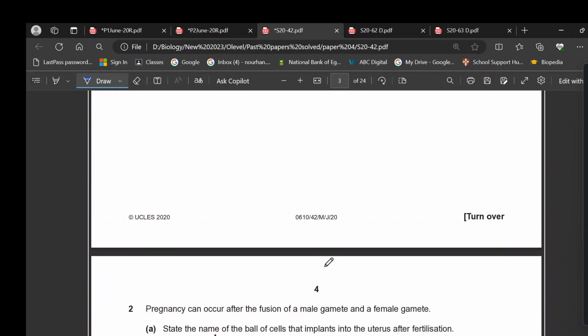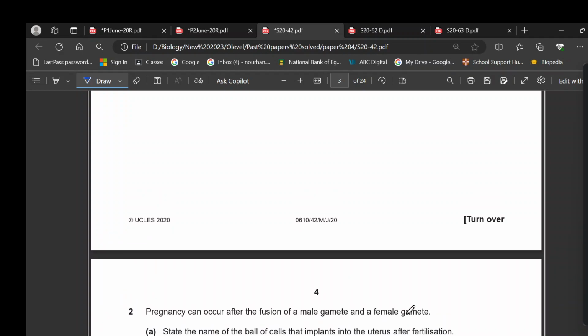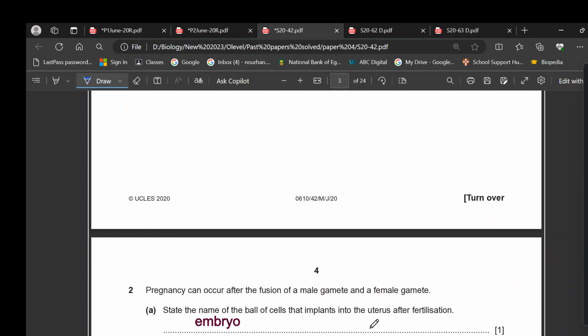Question 2. Pregnancy can occur after the fusion of the male gamete and the female gamete. State the name of the ball of cells that implants into the uterus. When the sperm and the ovum fuse together, they first form a zygote. The zygote then divides, forming a ball of cells, which is the embryo.